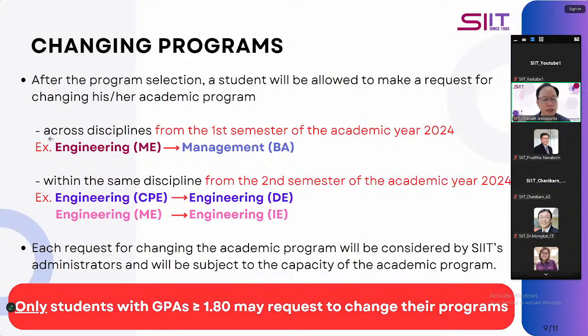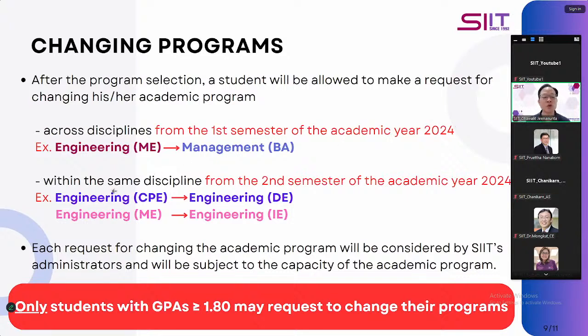If you change across programs, across groups, for example, engineering 1, which is mechanical engineering, to management, BA, you can do it in the first semester of the academic year 2024, which is this August. You can start to do it.